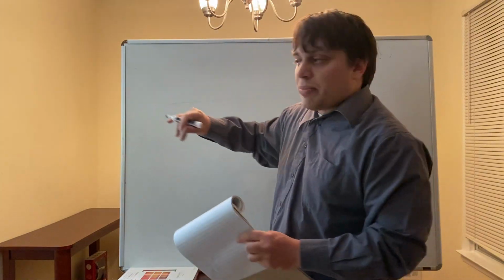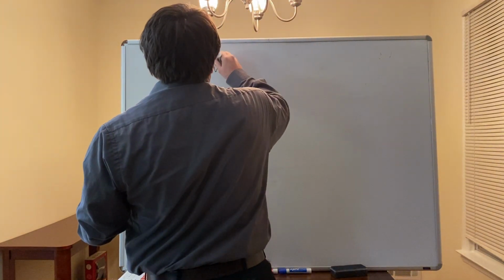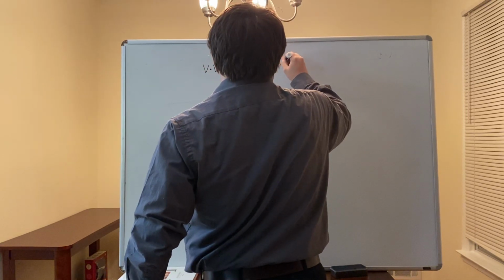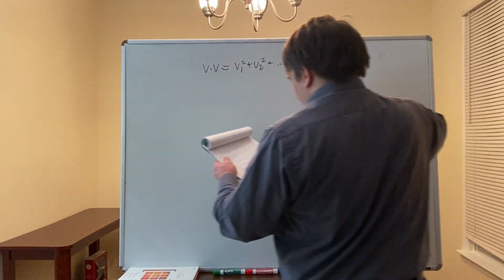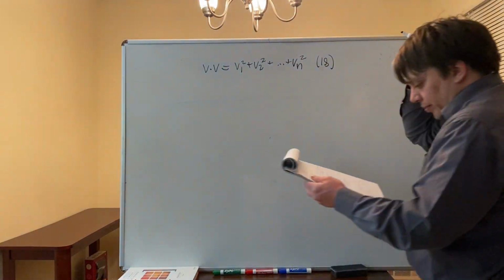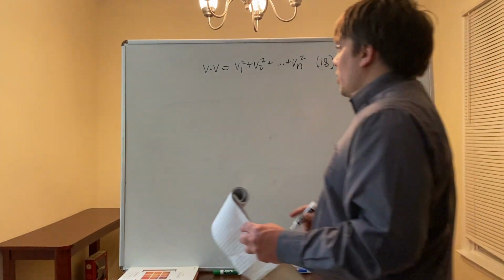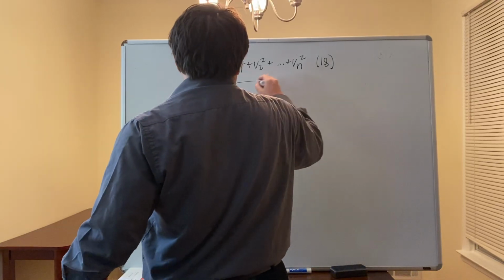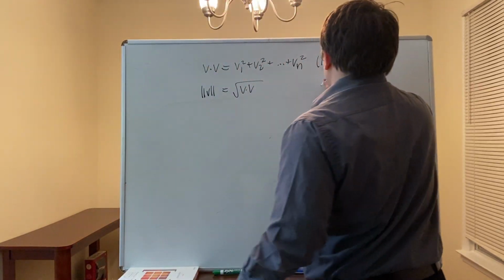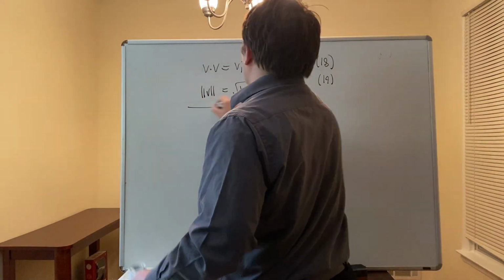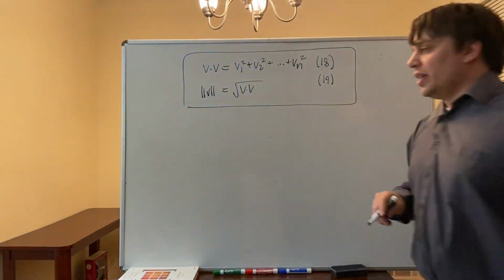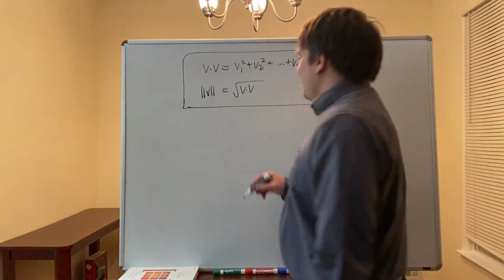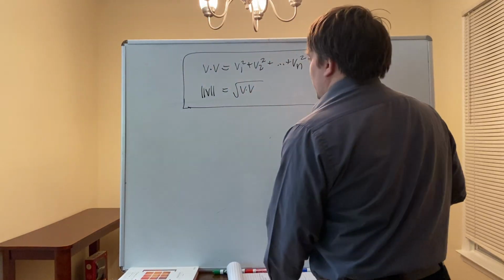So from that definition of dot product, you can say that v dotted with itself is equal to v1 squared plus v2 squared plus dot dot dot plus vn squared, and that's equation 18. Okay, and so also we can say that the norm of v is equal to the square root of v dot v, and that's equation 19. So these are two new equations that you can now use when you're doing problems. Okay, and so what is the reason why?